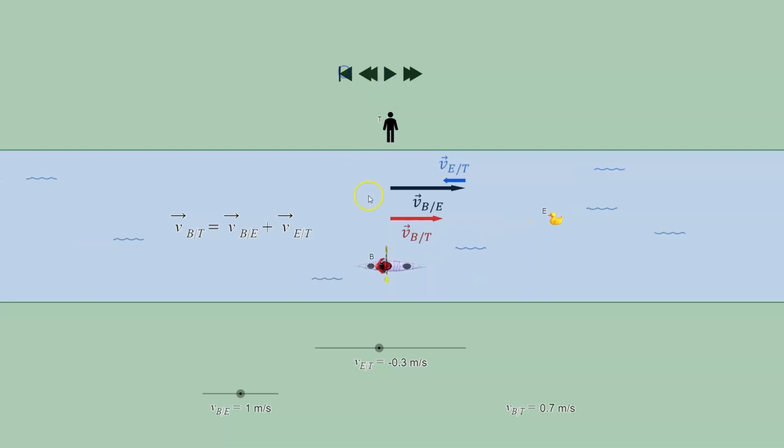Finally, if the current is 1.3 meters per second to the left, the person on the bank will see the boat move backwards with a speed of 0.3 meter per second.